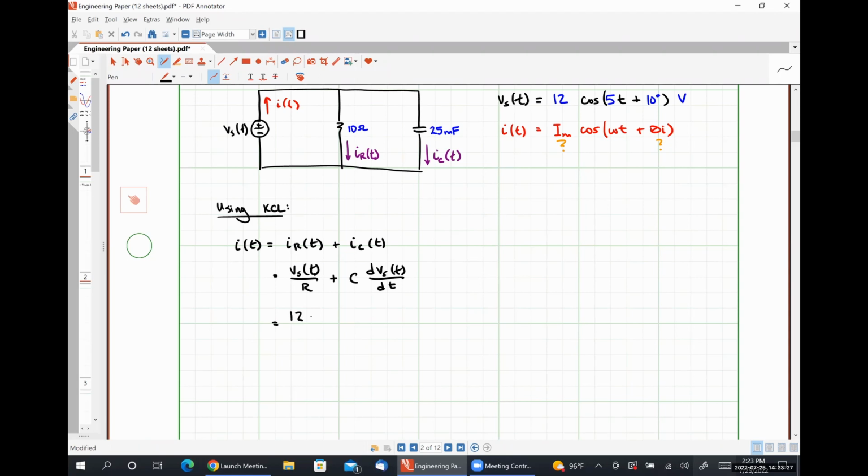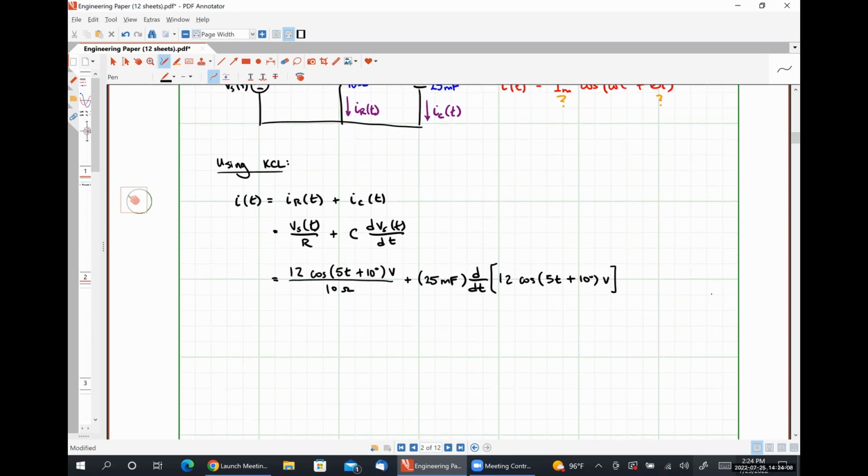And now let's put in some numbers here, okay? So we're going to have 12 cosine 5t plus 10 degrees volts divided by 10 ohms. And then we're going to have 25 millifarads times the derivative with respect to time of 12 cosine 5t plus 10 degrees volts. Okay.